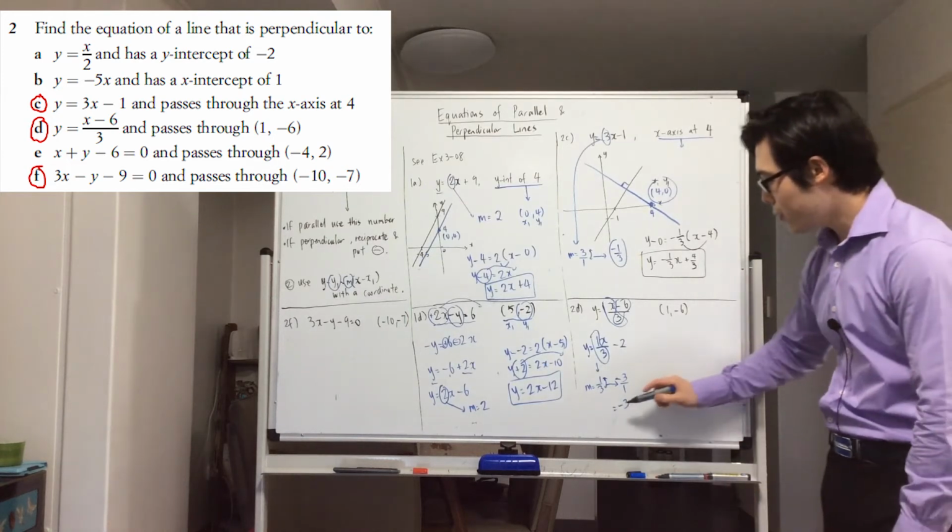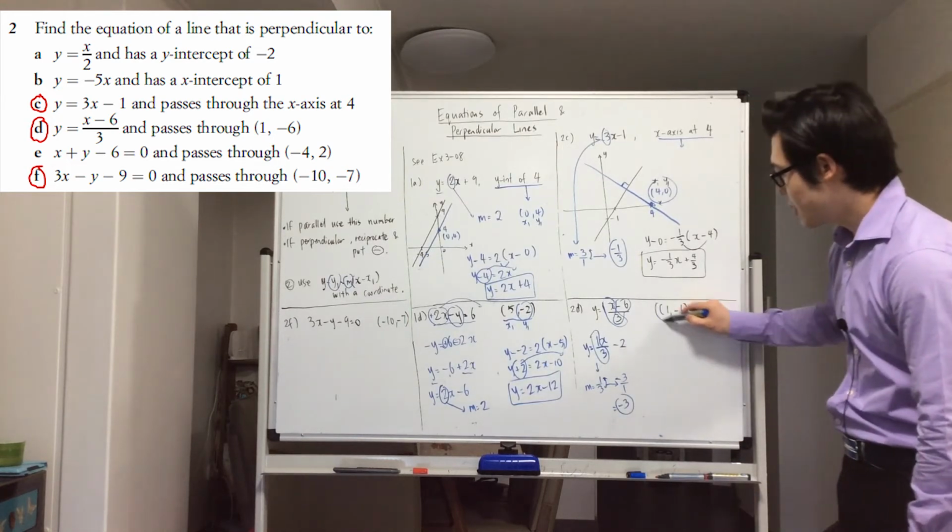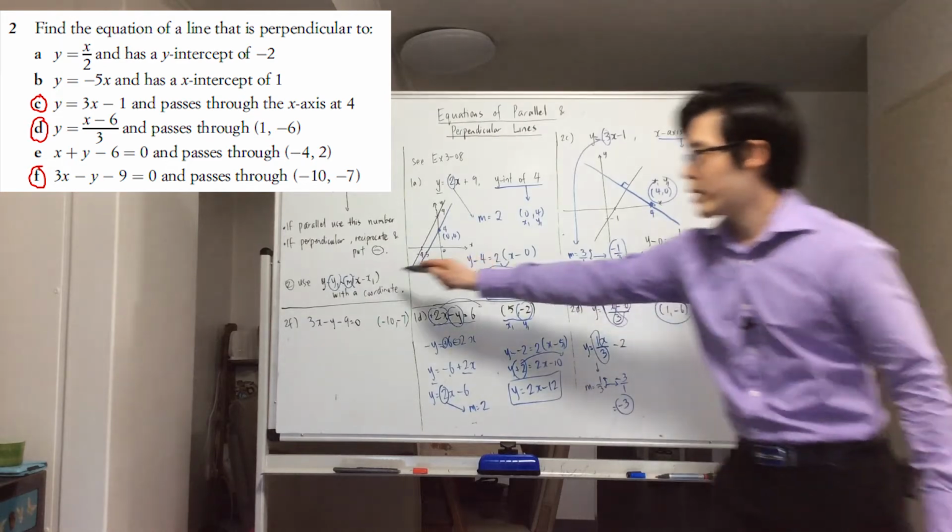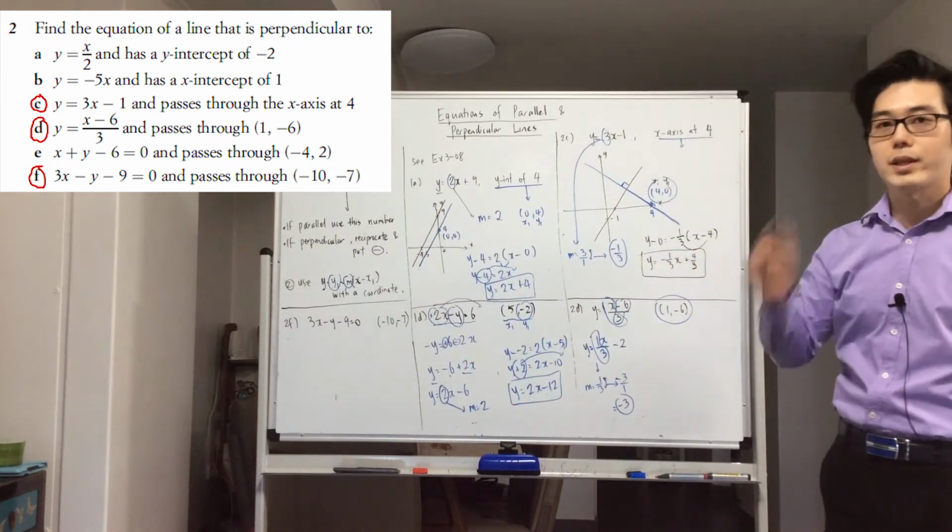So I won't go further. That's your gradient, that's your point. Plug it into the point gradient formula and do the same steps as what I've been doing all this time.